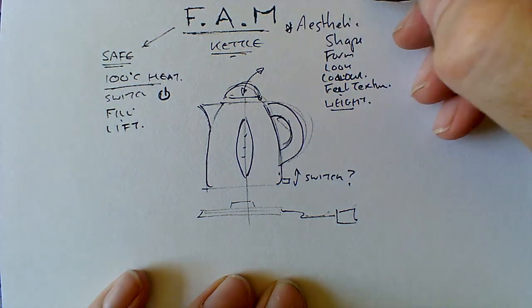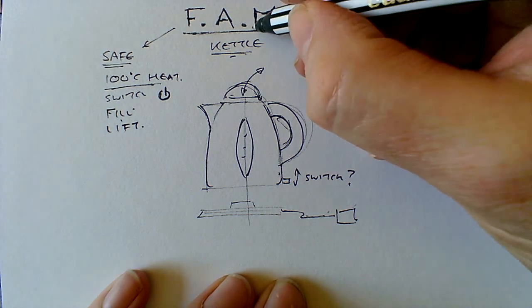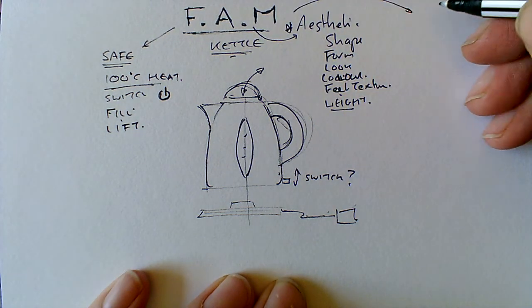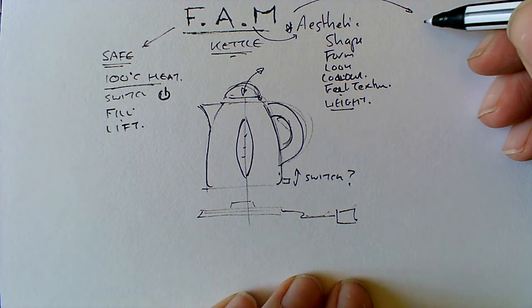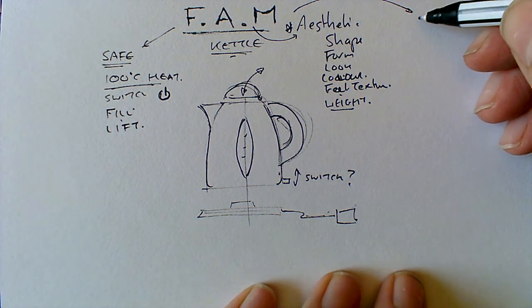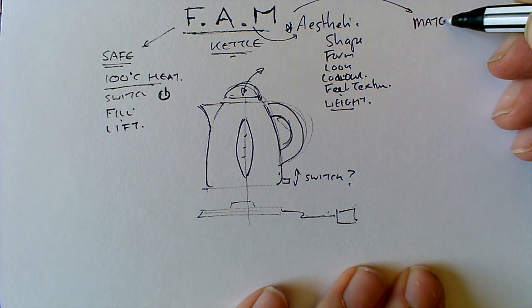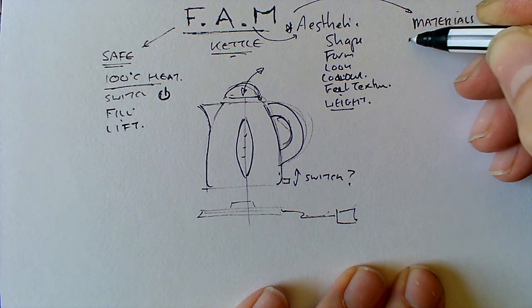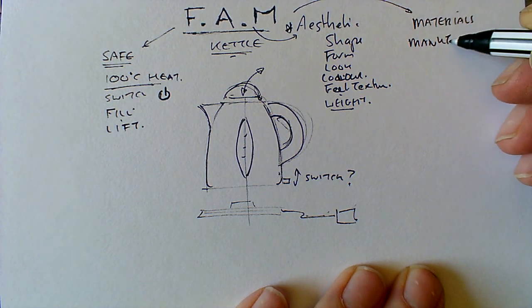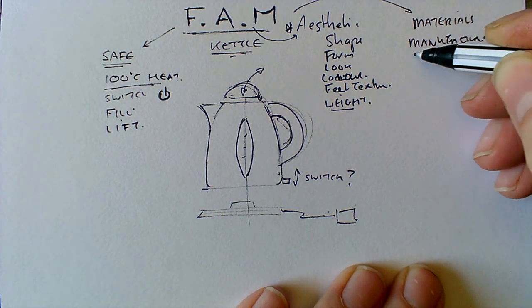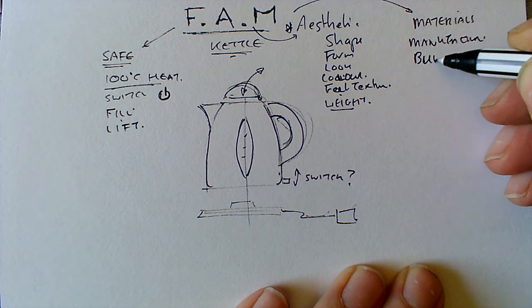Okay, so from a manufacturing point of view then, I need to be thinking about, remember we talked about budget, I'm going to talk about processes, that's going to be dependent on the materials, what materials, manufacture, and the budget.